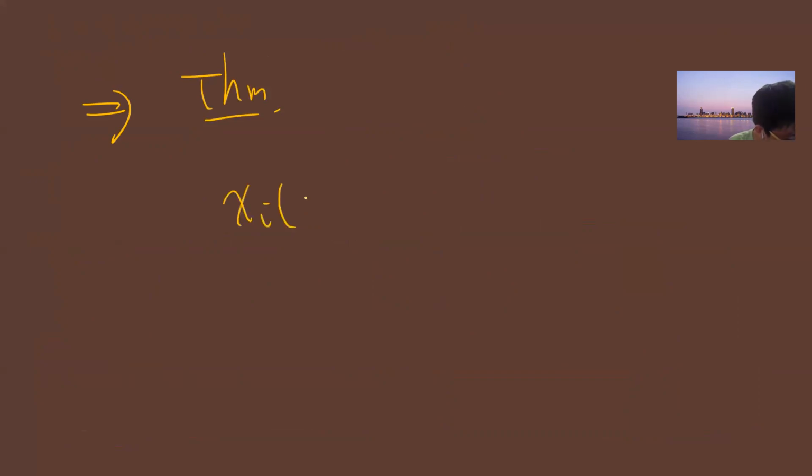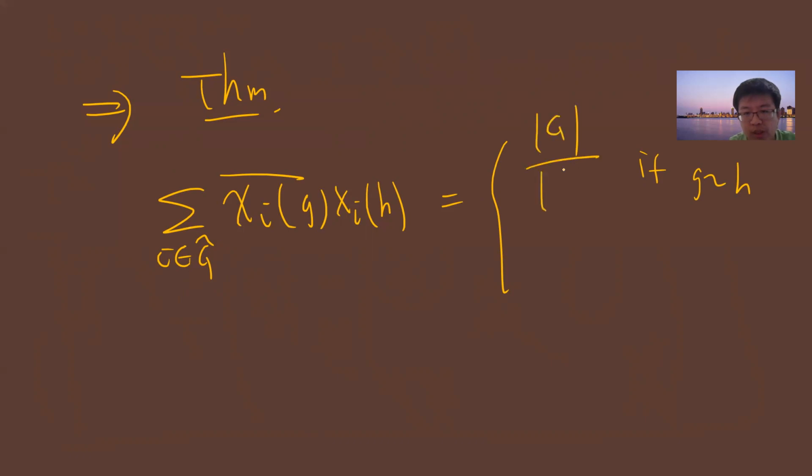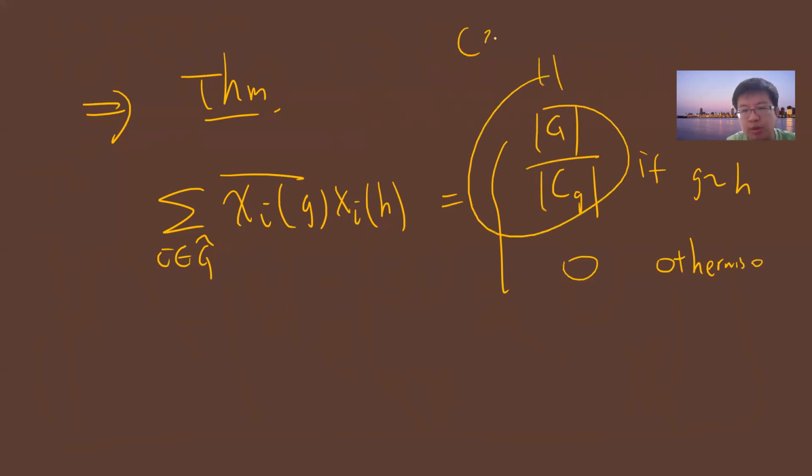Basically, it's the sum over i from 1 to B of xi_i(g) times xi_i(h) complex conjugate, where all the characters i belong to G. If g and h are conjugate, then it becomes the order of G divided by the size of the conjugacy class; otherwise it is 0. This guy is called what? The centralizer, right? So this is the centralizer.